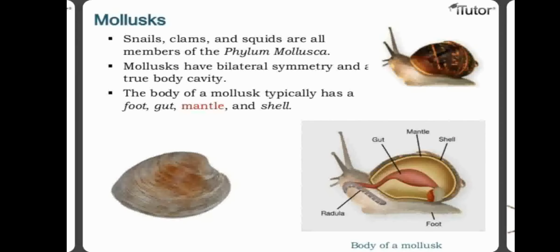Next phylum is phylum Mollusca. Students, snails, clams, and squids are all members of phylum Mollusca. Mollusca have bilateral symmetry and a true body cavity. Most of them have a specialized feeding structure known as the radula. The body of a mollusk typically has a foot, gut, mantle, and shell.